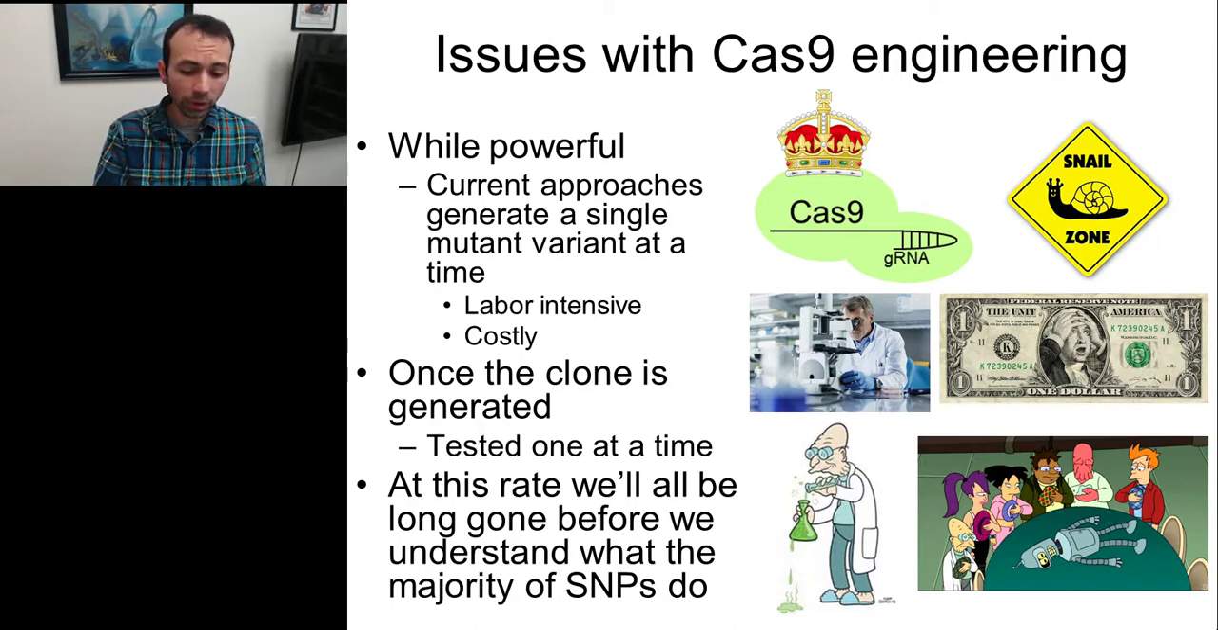And so at this rate, if we're building mutants one at a time and we're testing them one at a time, we're all going to be long gone before we can test the hundreds of millions of SNPs that exist out there, and the hundreds of millions, maybe billions more, we're eventually going to discover over time.